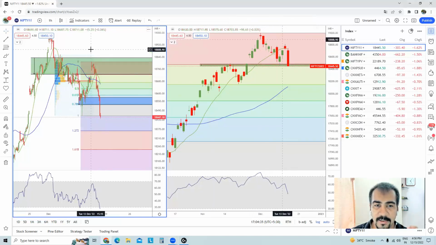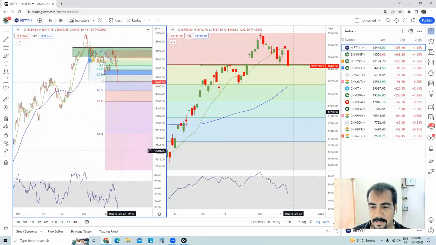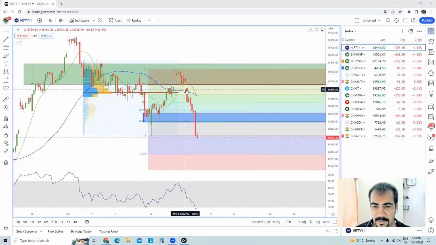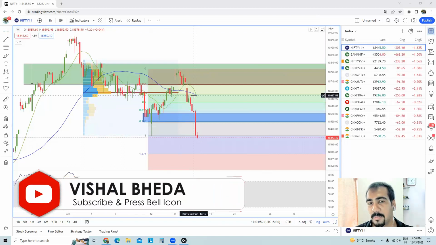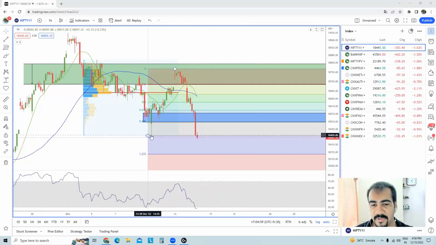If you check the hourly time frame charts, after today's sell-off the RSI has gone below 30. I'll zoom out this chart so you can understand slightly better. You can see the trend is down. Prices are pretty much away from the moving averages, and the RSI is well below 30. We are also at a decent support of 18,450, and even this particular low of the candle is a support in the hourly time frame charts.